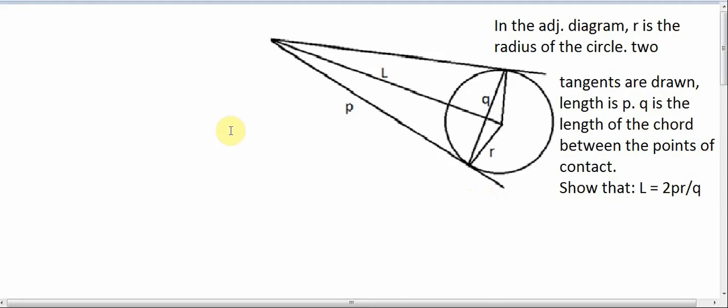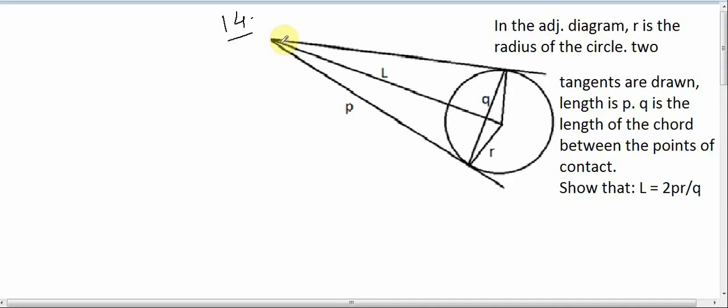Here we are with yet another fantastic problem in geometry, and this is puzzle number 14, by the way. In the adjacent diagram, R is the radius of the circle. Two tangents are drawn. Length is P. Q is the length of the chord between the points of contact, and we have to show that L is equal to 2PR divided by Q.